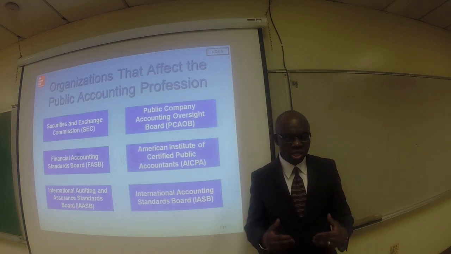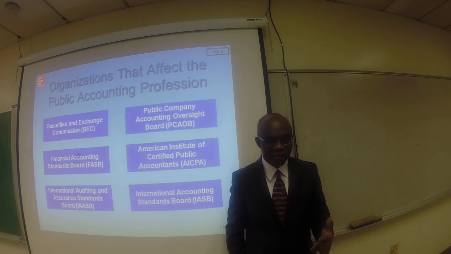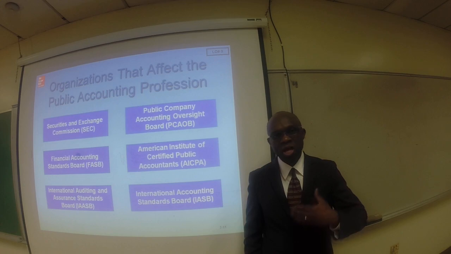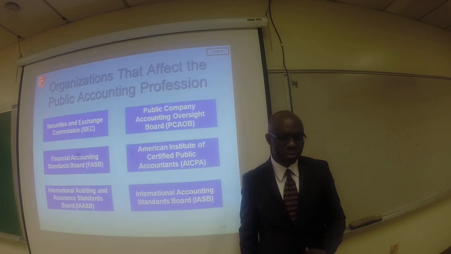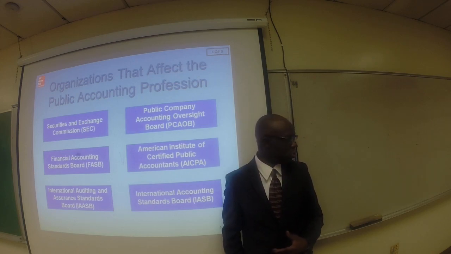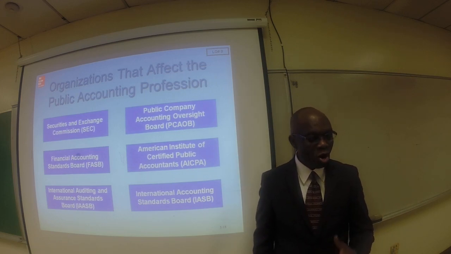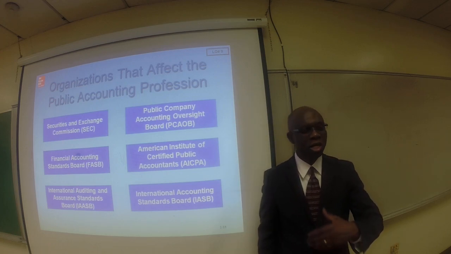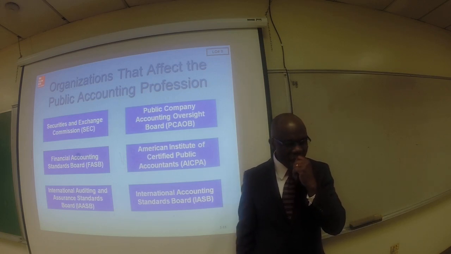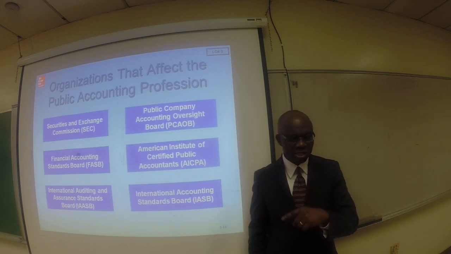So the next organization that affects the public accounting profession is FASB. You're already familiar with this in your financial accounting classes. Financial Accounting Standards Board. That is the organization that is responsible for establishing accounting standards, accounting rules that every accountant has to comply with during the course of doing our work. Then we have the International Auditing and Assurance Standards Board. That board issues international standards for auditing. So that is the IAASB.